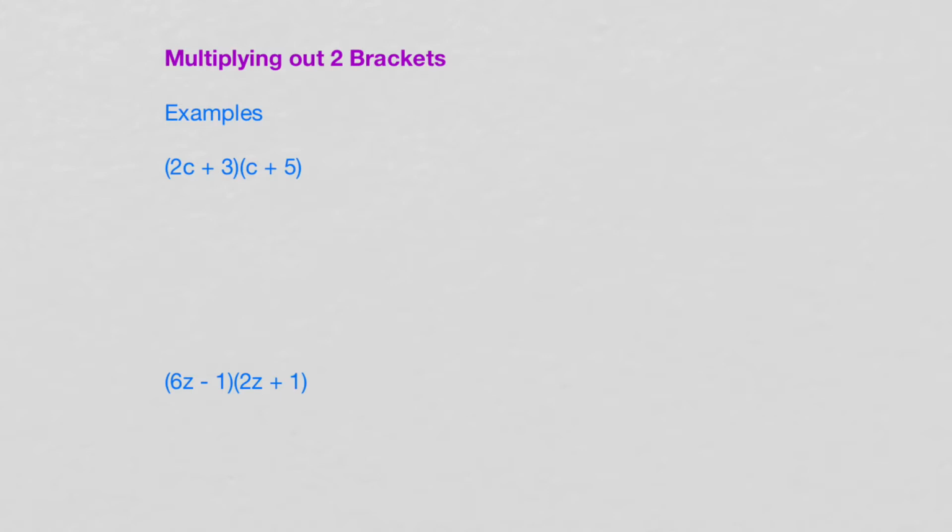Now, when we're multiplying out two brackets, the method that I showed you before was to make a little multiplication table. So the first bracket is going to go across the top here. The second bracket is going to go down the side here. So we're going to put 2c and 3 there, and we're going to put c and 5 there. Now, everything's positive at the moment, so we don't need to worry about any minus signs.